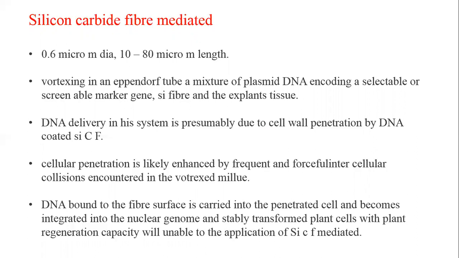DNA delivery in this system is presumably due to cell wall penetration by DNA coated on silicon carbide fibers. The cellular penetration is likely enhanced by the frequent and forceful cellular collisions in the vortex machine. The DNA bound to the fiber surface is carried into the penetrated cells and becomes integrated into the nuclear genome, and stably transformed plant cells with plant regeneration capacity will enable the application of silicon carbide mediated transformation.